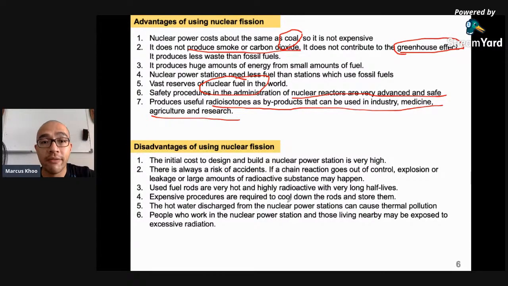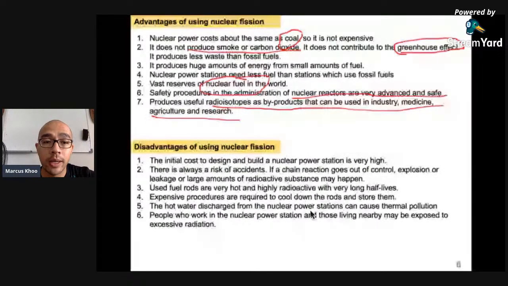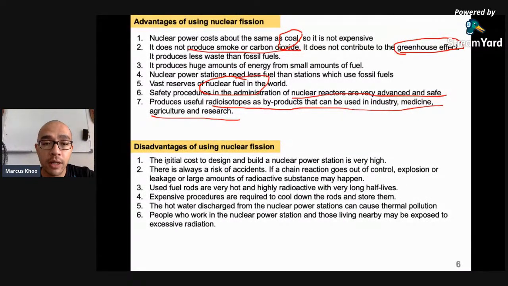But of course, we also have to talk about what the disadvantages are. Whenever we talk about nuclear fission, we have to talk about the disadvantages. First of all, the cost is very high. This is definite, because there are a lot of safety procedures involved, so obviously it's going to cost pretty high. And then this is undeniable: there is always a risk of accidents.